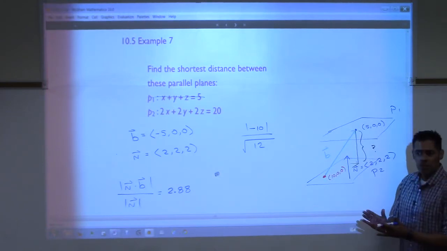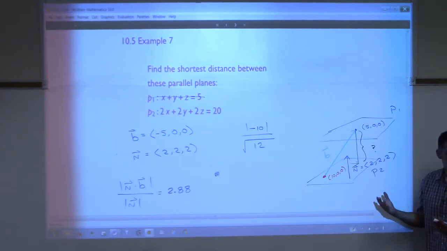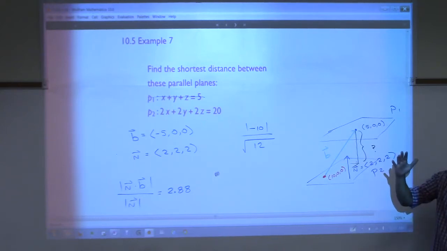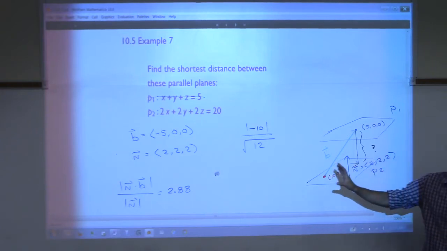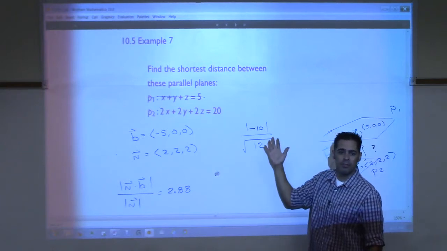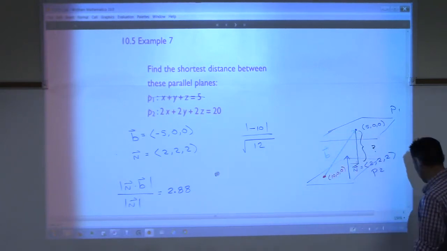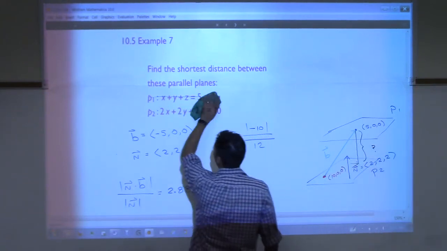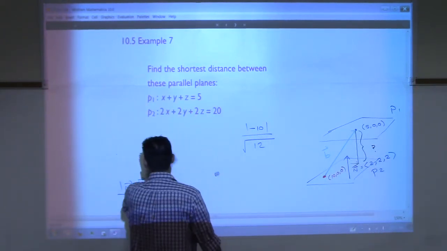Okay, good? I don't know about you, but I think this is absolutely awesome. 2 arbitrary planes, shortest distance between them is a pretty simple computation, right? I mean, this is a pretty easy computation to do. I think it's great. Okay. Which, for a problem which would otherwise be very difficult to do.